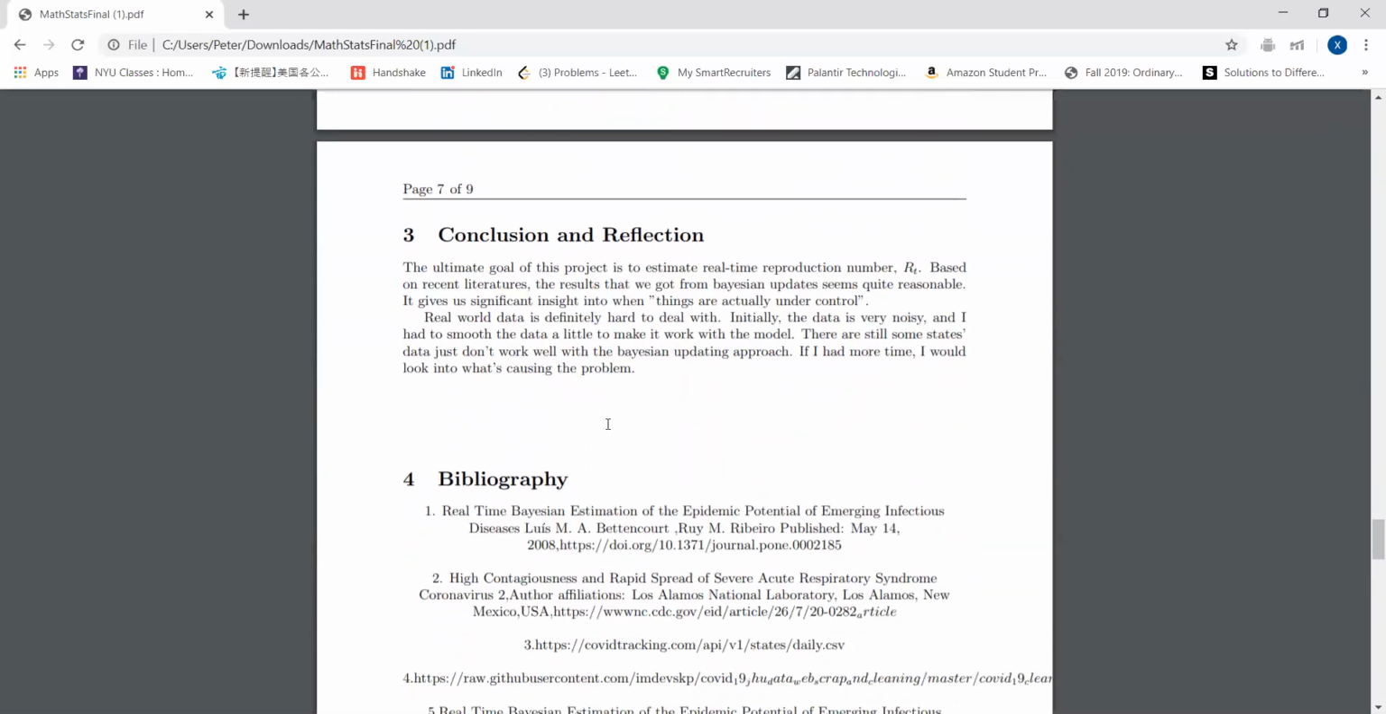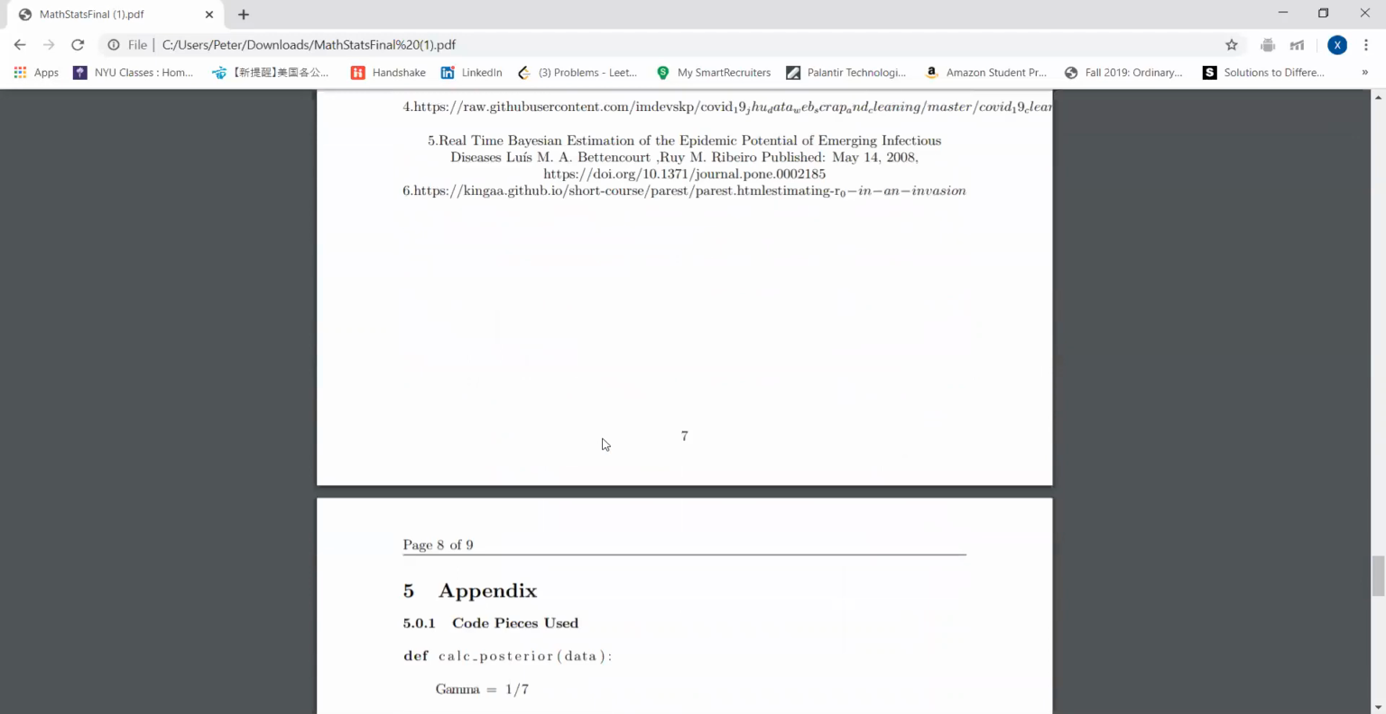From this project, I really learned that real world data is very noisy and very hard to deal with. I had to do a lot of smoothing before I could get the Bayesian model to work well. And there are actually some states that still don't work well with the Bayesian updating model. If I had more time, I would definitely figure out what's actually causing the problem. Okay, thank you very much for watching.